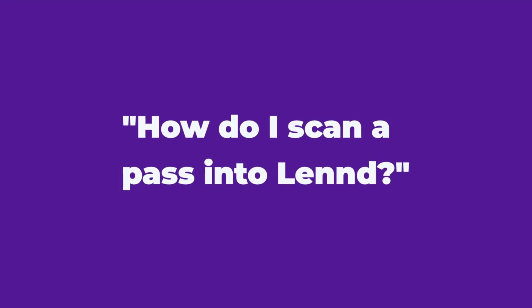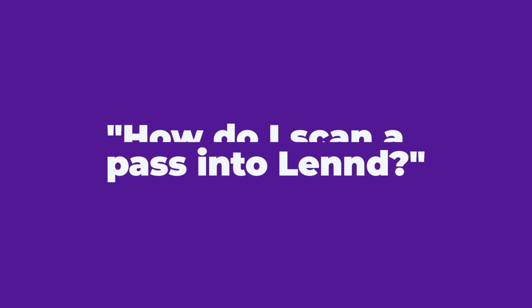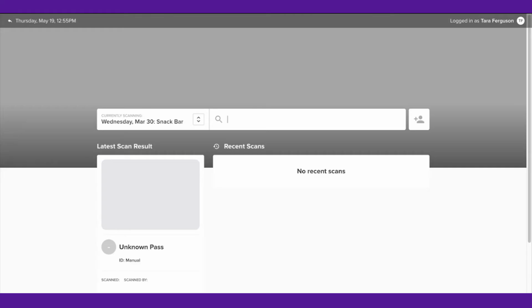So how do you scan an RFID pass or barcode into Lennd for a meal check-in? It's important to note that you must have a USB peripheral barcode scanner or RFID reader. Lennd does not provide hardware, so this is something you would need to have provided separately. Thankfully, once your scanner is connected to the computer with the check-in tool, it's super easy to use. Simply put your cursor in the search field and start scanning passes.